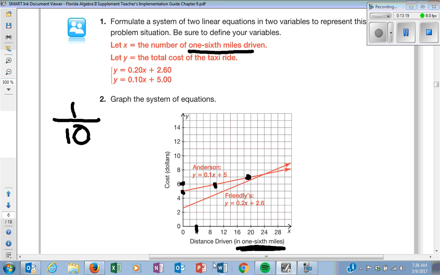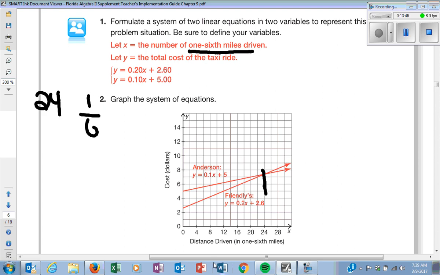Yes? Okay. Same thing they did with this one. They're going to go up 1/5, we said. And again, this is not the best way to do this because it's just going to give us an estimation. Right here, it looks like about, you would get 24/6 of a mile. You guys get what that means, right? You would get 24 one-sixths of a mile. You following me?